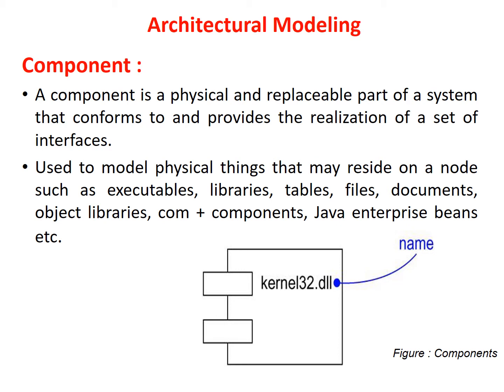The UML provides a graphical representation of a component as a rectangle with tabs as shown in this figure. That is, kernel32.dll is a component.